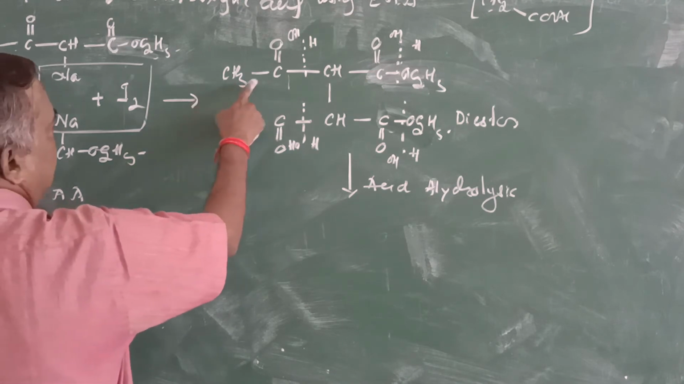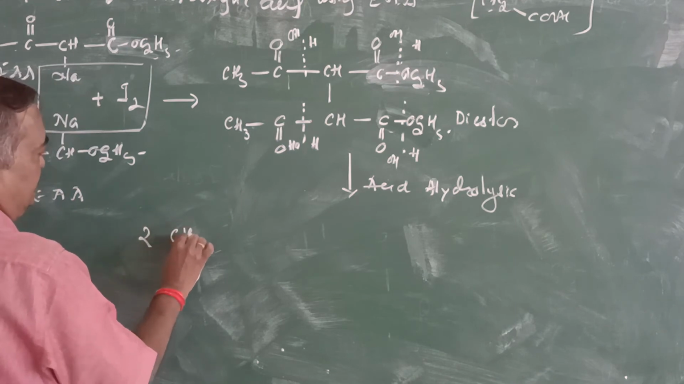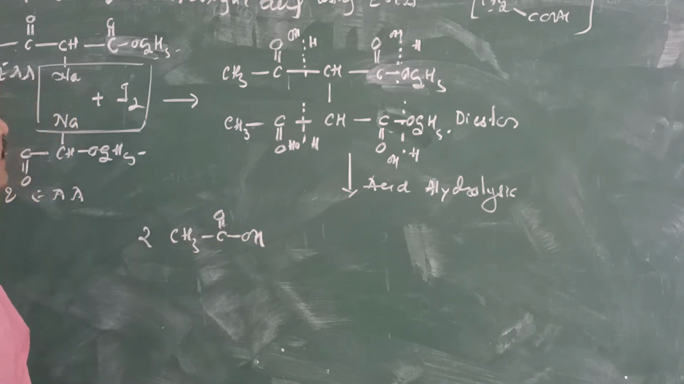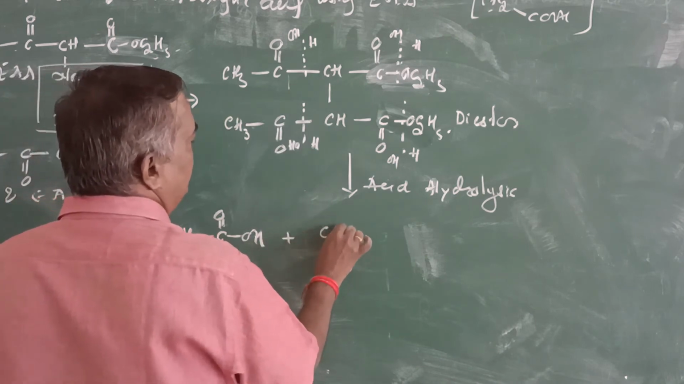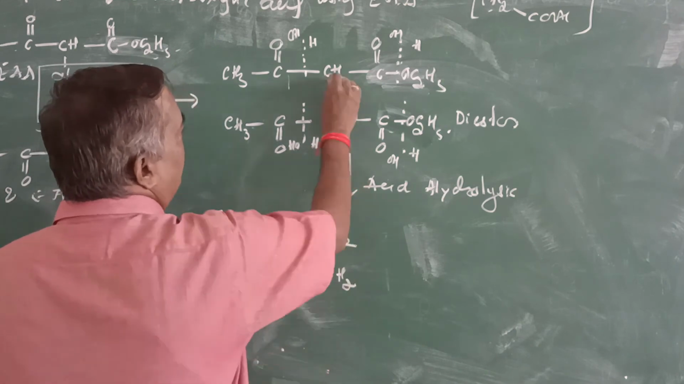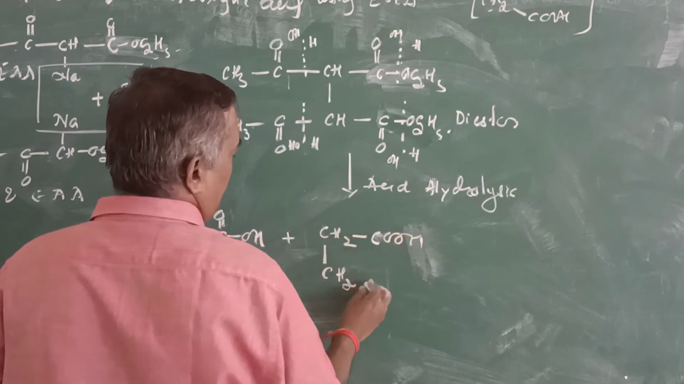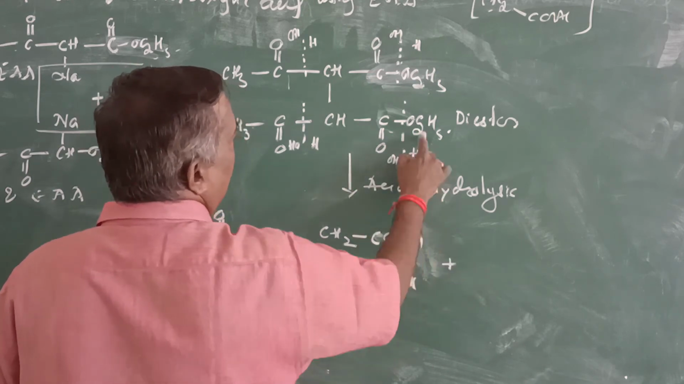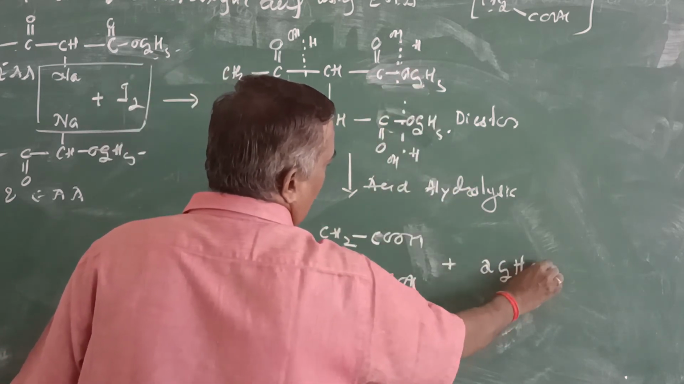The outcome is two molecules of CH3COOH, acetic acid. Then this becomes CH2, and again this becomes CH2. The remaining is COOH, and this will become COOH. Plus C2H5OH, two molecules of alcohol.